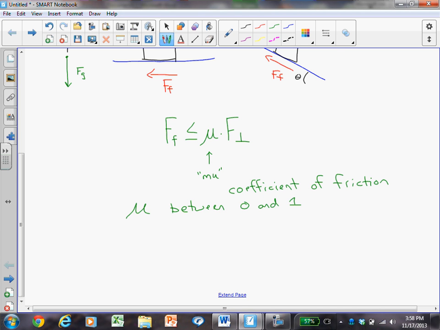Okay, there are separate values for mu for static, static meaning stationary. The objects aren't moving, but there's a push force, so there's a friction force. Or you could just have a box sitting on a plane. That would be the static coefficient of friction. But if you get the object moving, then it becomes a kinetic coefficient of friction, and that's different than the rolling. So a ball rolling would have a rolling coefficient of friction.